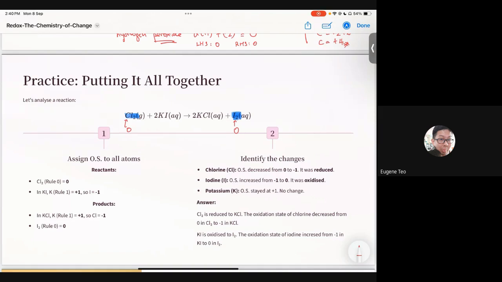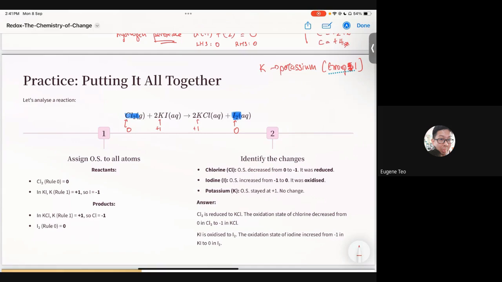Next, I'm going to apply rule 1 now. Rule 1 states that all my group 1 elements have oxidation state +1. So I know that K is potassium. It is a group 1 element. So K in a compound, this group 1 element, I know that K must be +1. This K over here must be +1.